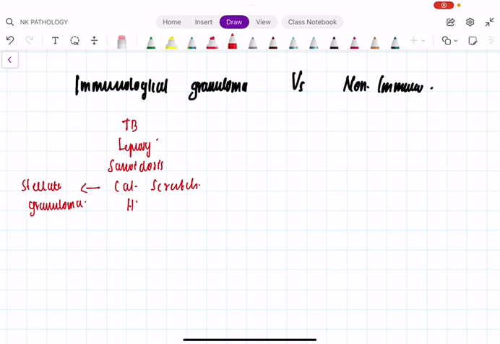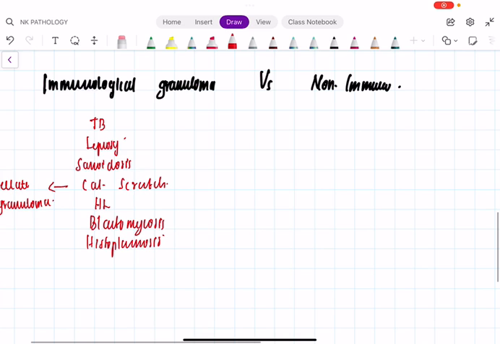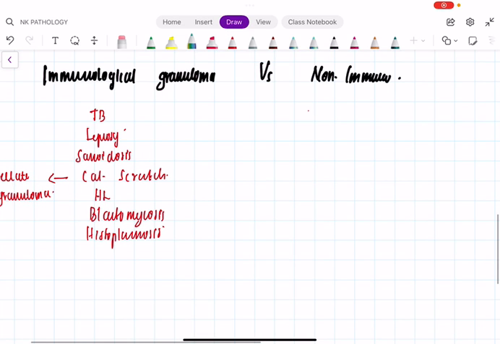Then Hodgkin's lymphoma, HL. Then blastomycosis. These are all fungal infections: blastomycosis and histoplasmosis. Non-immunological: there is no immune mediated response here. It is a result of some poorly digestible particles. We have two examples here. One is silicosis. Second is foreign body pneumonia. Any food particles, anything aspirated, will produce a type of pneumonia called aspiration pneumonia or foreign body pneumonia.